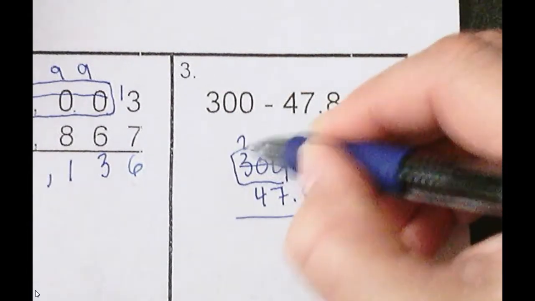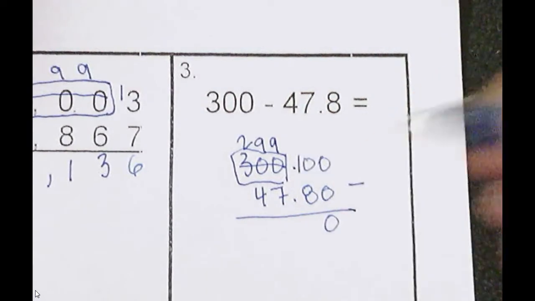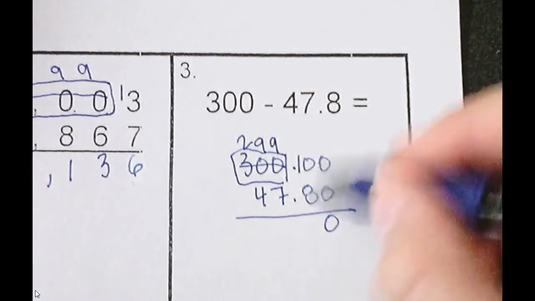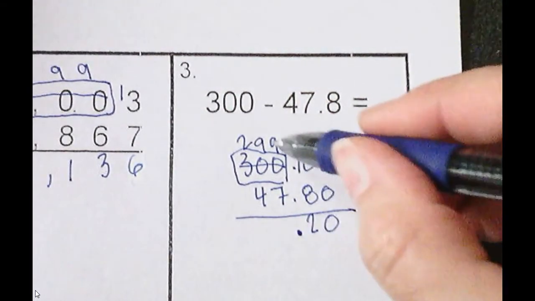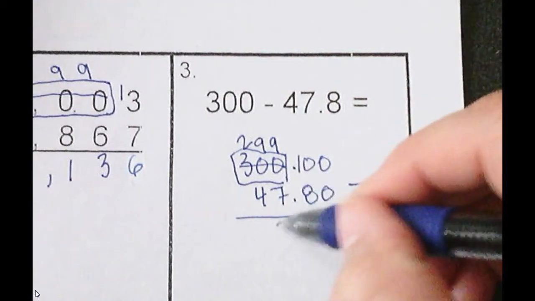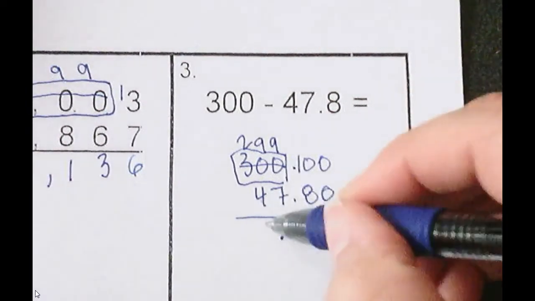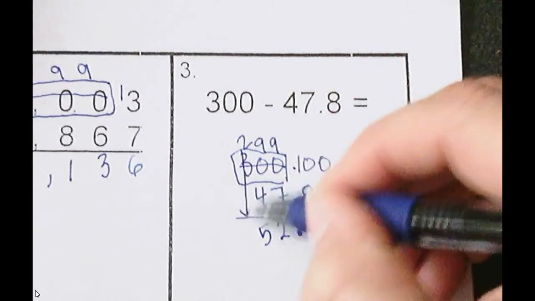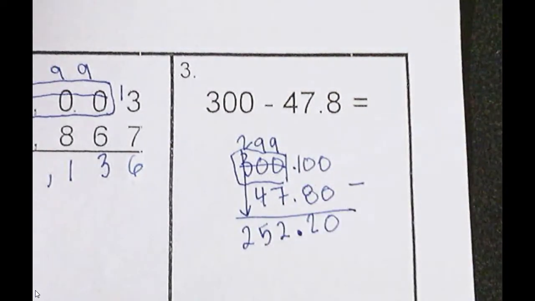Don't include yourself in next door either. 300 minus 1, how about 299? Give 1 to your neighbor. 10 minus 8 is 2. 9 minus 7, 7, 8, 9, that'd be 2. 9 minus 4, how about 5? Bring down that 2. 252 and 20 cents. Do you need the 0? Sure.